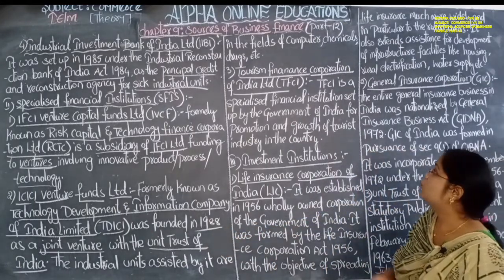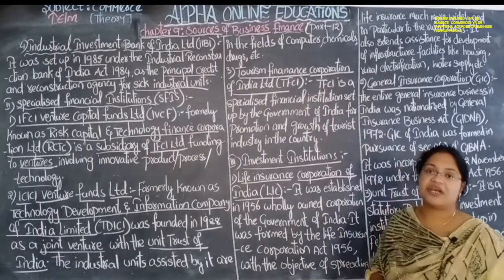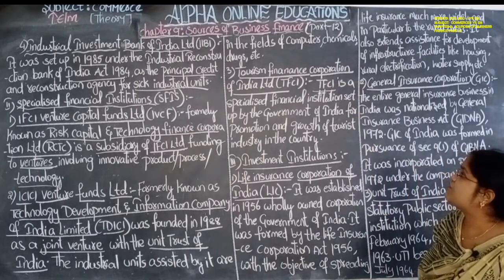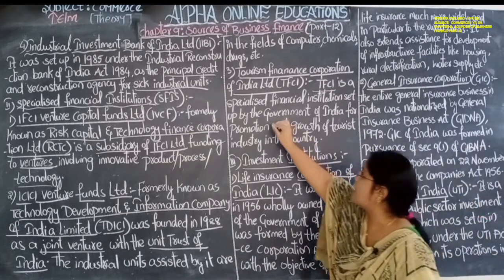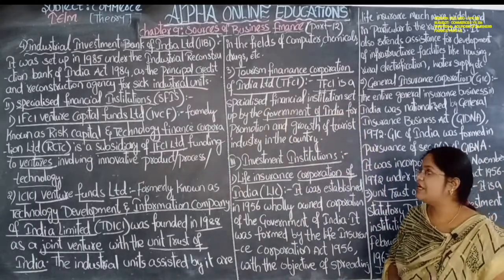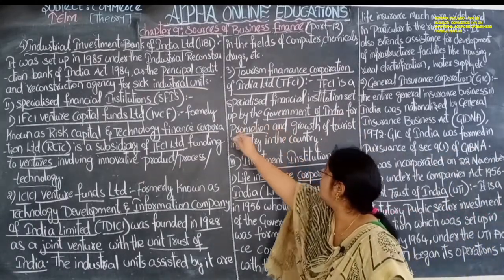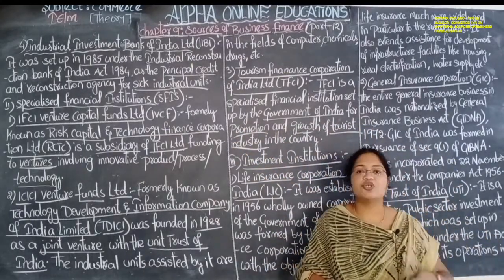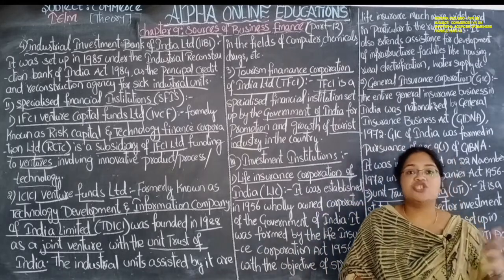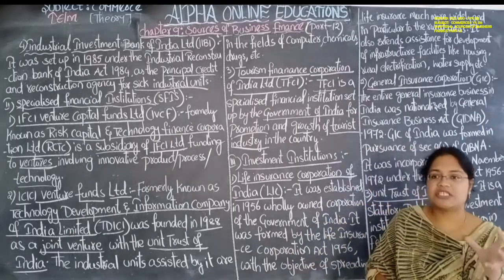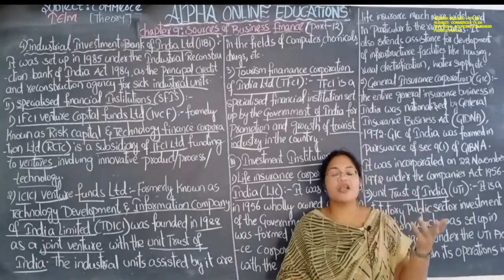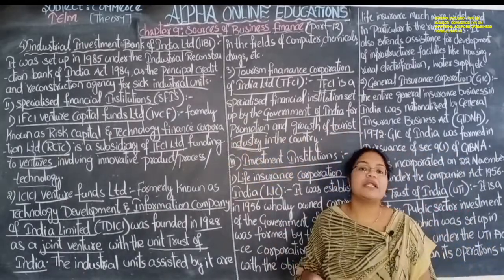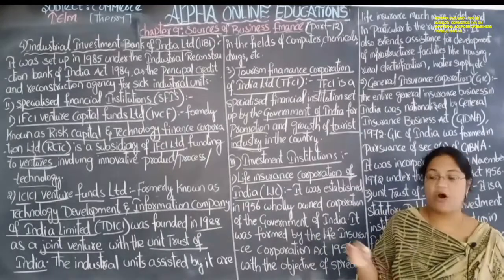Next one, Tourism Finance Corporation of India Limited. It is abbreviated as TFCI, a specialized financial institution set up by the Government of India for the promotion and growth of the tourist industry in the country. Tourist industry means places like Nagarjuna Sagar, Salar Jung Museum, Charminar. These are the tourist spots. When foreigners come to India, if they contact these tourist industries, they will send one guide along with the foreigners.